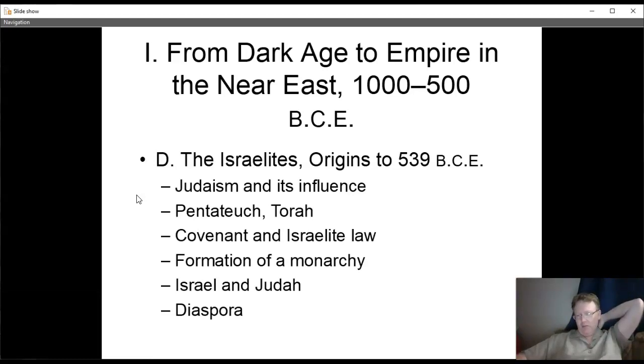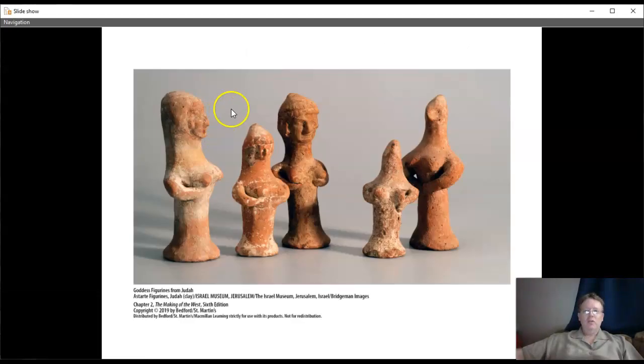However, the cultural identity of Judaism has heavily influenced Western culture. Significantly, obviously, Christianity grew directly out of Judaism, and Islam was influenced by Christianity and Judaism. So, yeah, you can't really stress enough how influential Judaism has been on Western culture, along with lots of other things. So, goddess figurines from Judah.